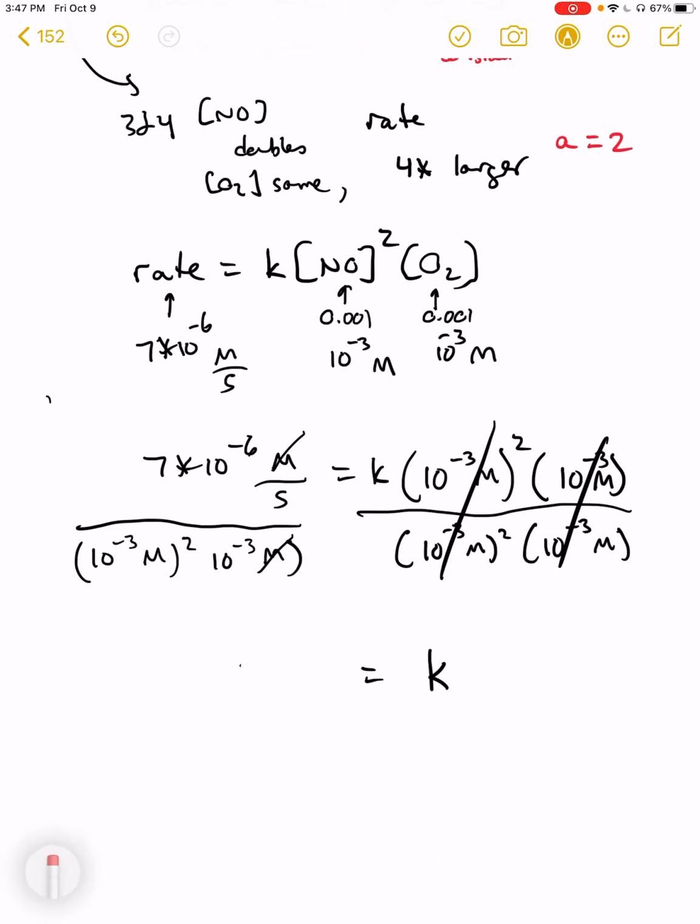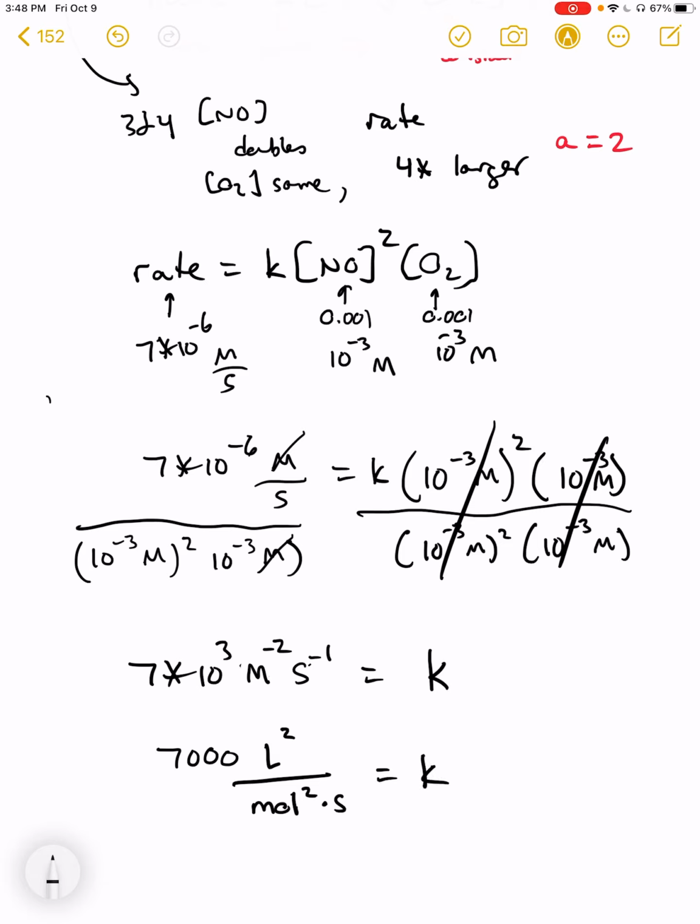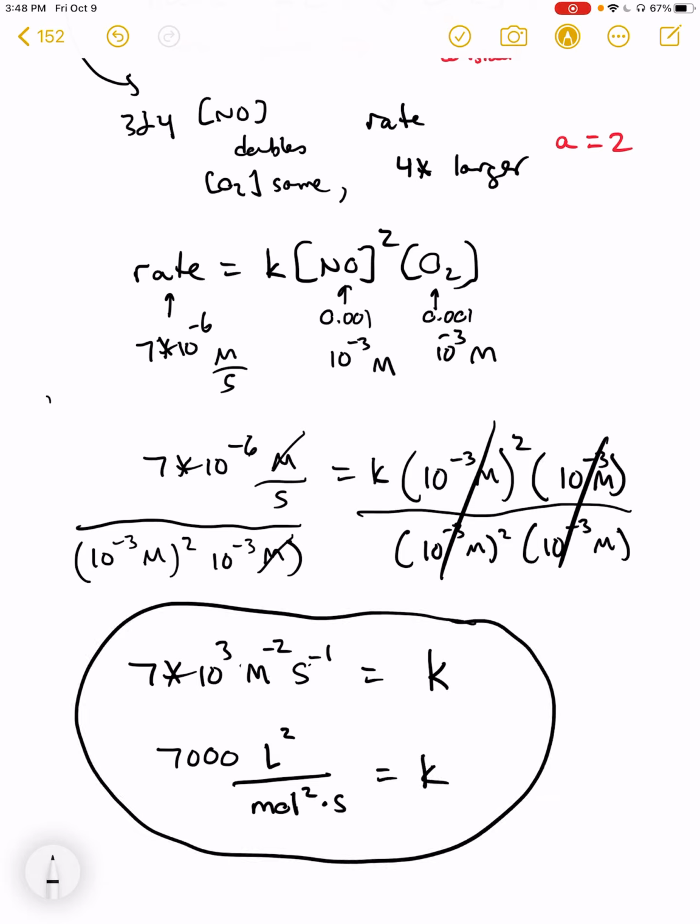Make a little room for my units here. And so I could call that molarity to the negative 2. And I'm going to have a seconds in the denominator, which I could call a second to the negative 1. That is going to be my K. I could also write that as 7,000 if I wanted. My molarity to the negative 2, I could also write as liters squared per mole squared. My s to the negative 1 would be seconds in the denominator. So that's another way I could write K. Either one of those would be acceptable.